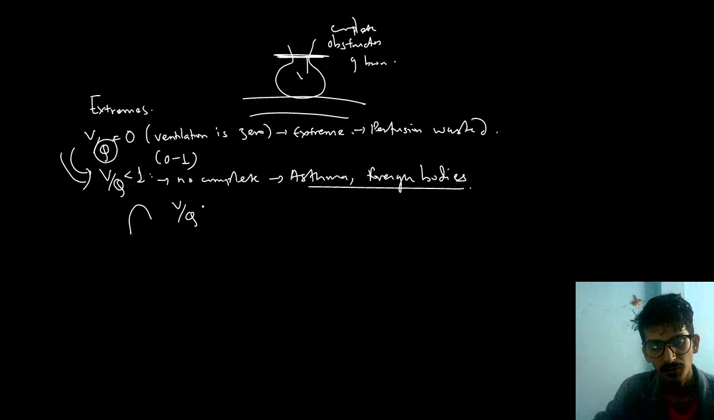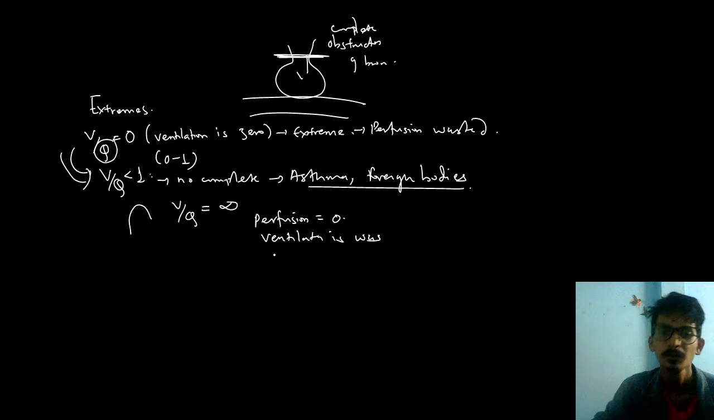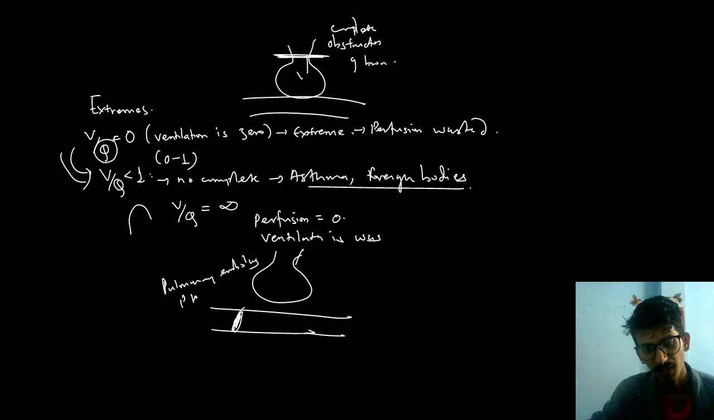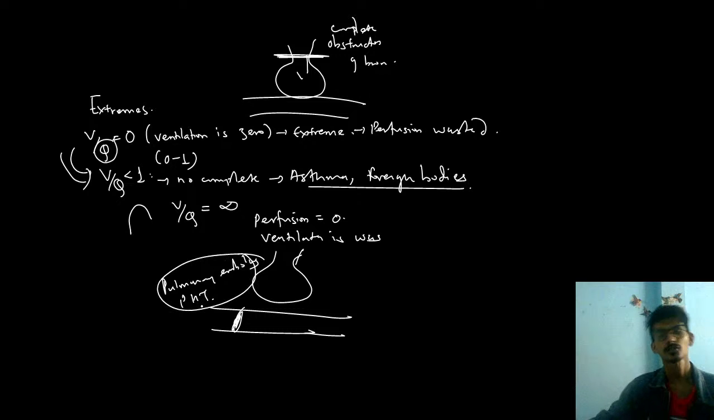Second is ventilation perfusion equals infinite. That means the perfusion is 0. There is no perfusion. That is, ventilation is wasted. The alveoli were ventilated, but the perfusion cannot happen. Why could the perfusion not happen? It could be due to a pulmonary embolus, pulmonary hypertension, or any kind of obstruction in the pulmonary circulation that can lead to the perfusion being 0. But this is a very extreme case. This can be ventilation perfusion greater than 1.